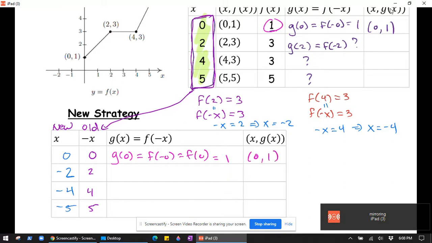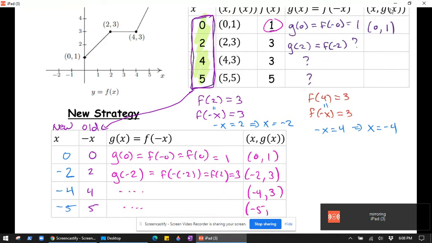That's on the graph. G of negative 2 would be f of negative negative 2, which is f of 2, which we know is equal to 3 from the table above. So we plot the point negative 2, 3. In similar fashion, dot, dot, dot, we know that the point negative 4, comma 3 is on the graph, and we know the point negative 5, comma 5 is on the graph.